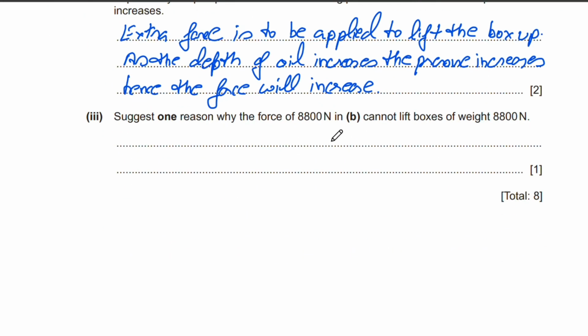Suggest one reason why the force of 8800 Newton in B cannot lift boxes of weight 8800 Newton. The thing was that both the forces were balanced. These two forces were balanced. So at least some initial upward force greater than 8800 Newton is to be applied.